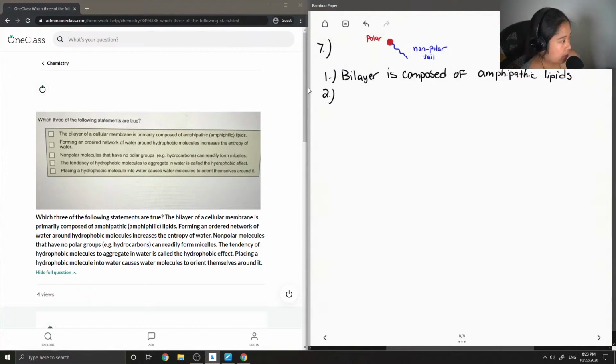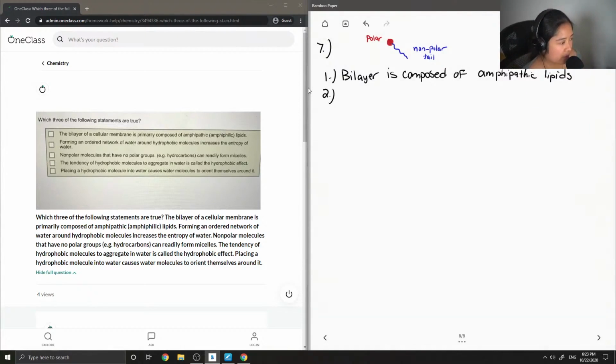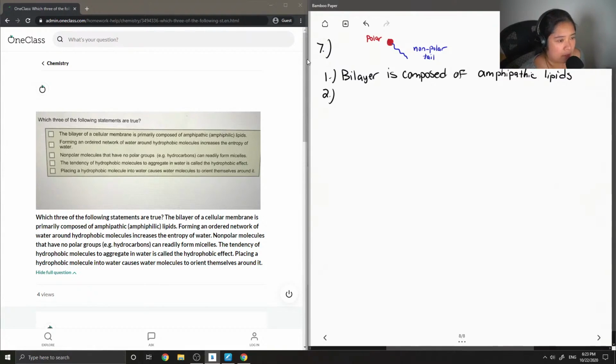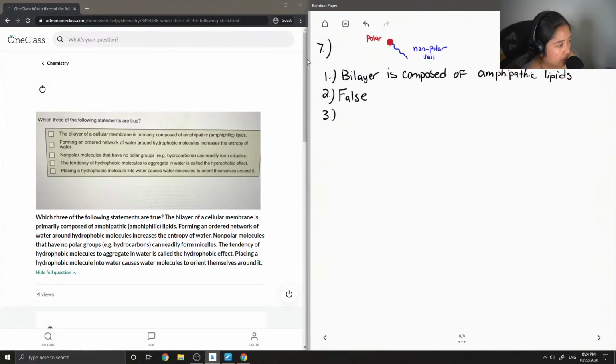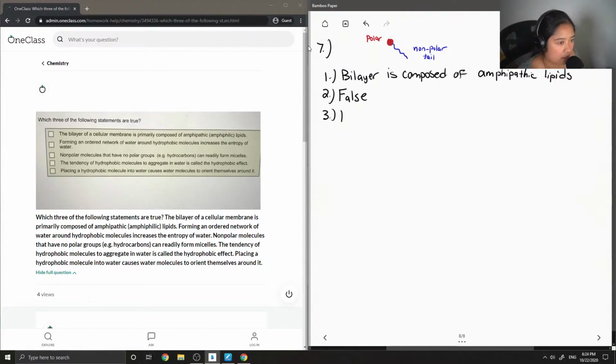Let's look at 2. Forming an ordered network of water around hydrophobic molecules increases the entropy of water. That is false. 3. Nonpolar molecules that have no polar groups can readily form micelles. So this is also false. And I'll say why.